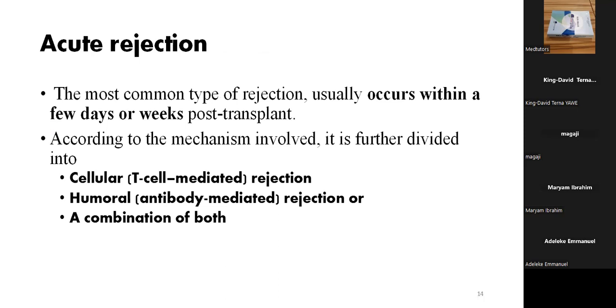The second one is acute rejection, which is the common type of rejection. It usually occurs within a few days or weeks after transplant. Based on the mechanism involved, we have three types. It can be cellular, humoral, or a combination of cellular and humoral mediated rejection.